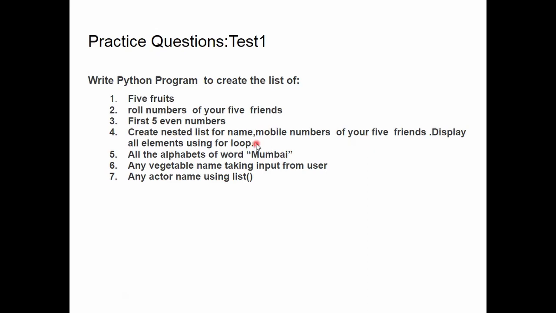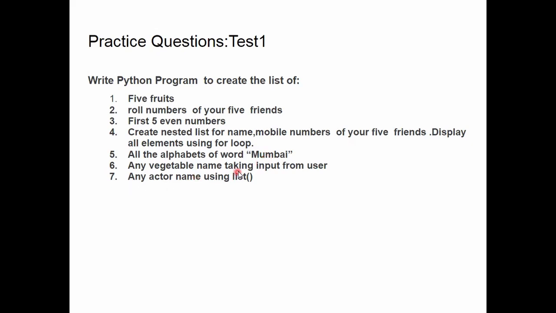So we have already discussed how we are going to access the elements of your nested list by using a nested for loop. Then take all the alphabets of the word Mumbai. Each and every character should be stored separately. M will be the first character, U will be the second character, and so on.